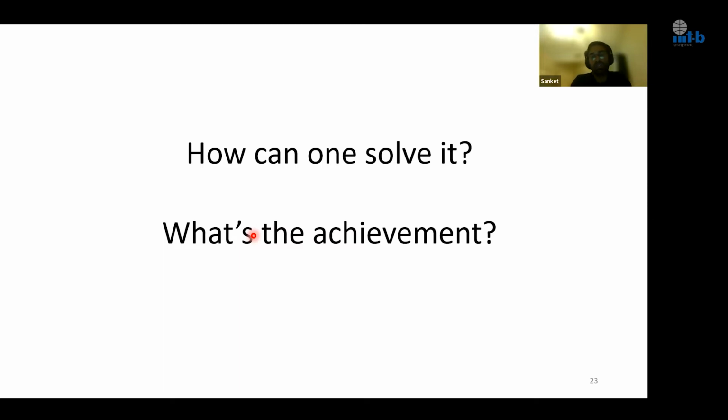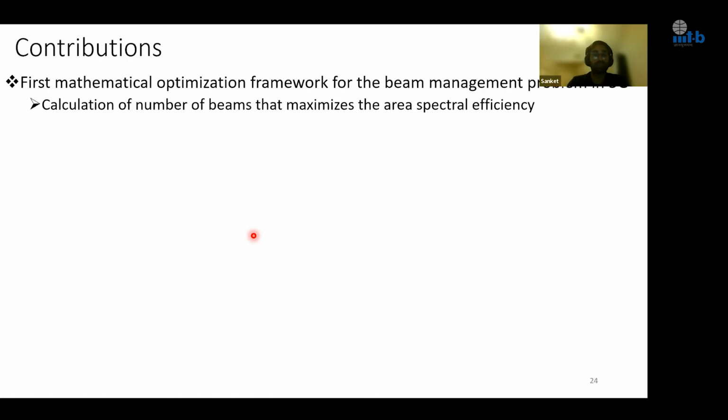Then the question is how can one solve it, right? Now I have introduced the stochastic geometry, I have motivated the beam management, but how can one solve this, or what is the achievement out of this? Now let me give a summary of the contributions.